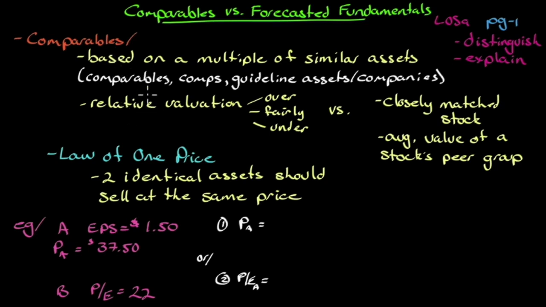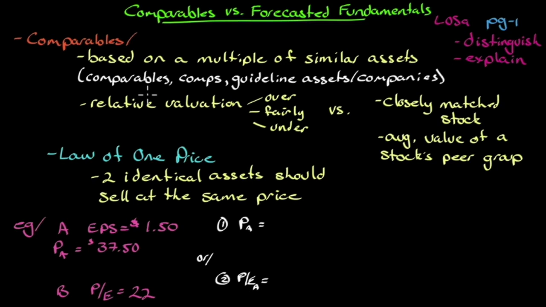Go back to level 1. Remember the difference between an absolute valuation, which is your discounted cash flow? You're looking at the company in isolation and coming up with a value. Comparables, the rationale behind that is you cannot price something in isolation. Everything is priced always relative to something else.